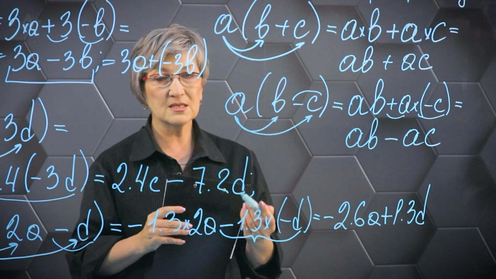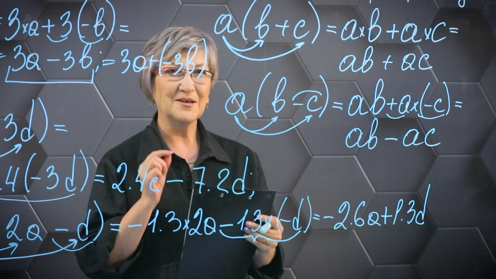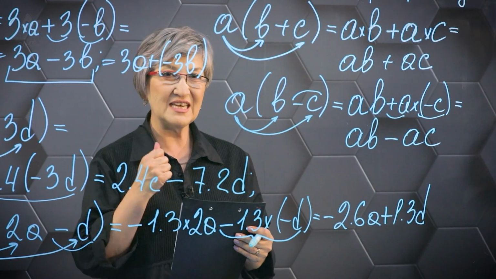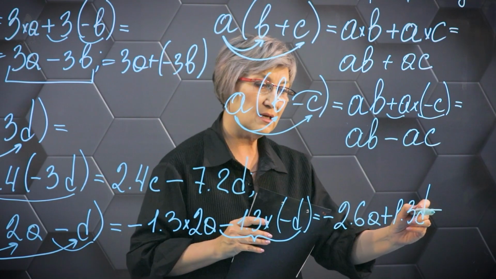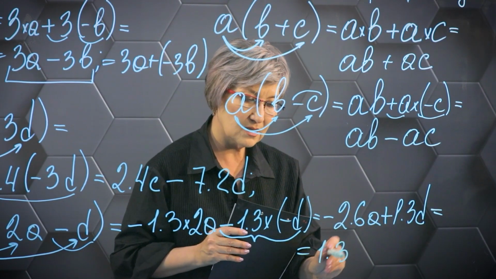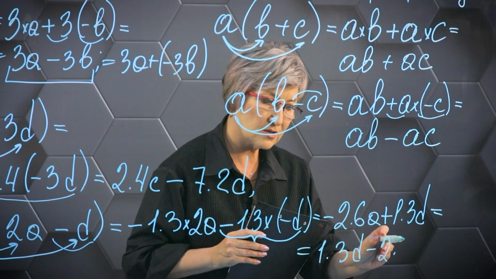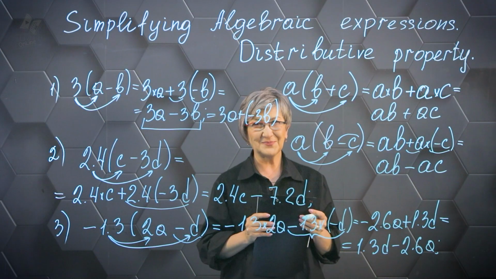This answer can be left as it is. But in mathematics it is customary to write down, if possible, the positive number first and then the negative number. Then I can rearrange and the result is 1.3d minus 2.6a. And that will be our answer.